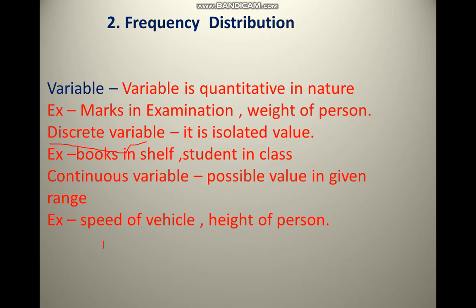The speed that is given to us is from 0 to how much, 0 to 120. We cannot run a bike at that much speed, so the possible value in it is, suppose 40, that is the possible value, meaning it is the possible value in the given range, that is the continuous variable.